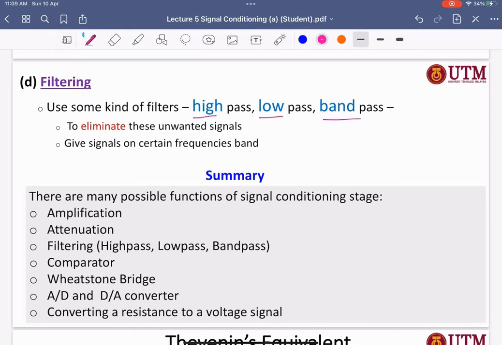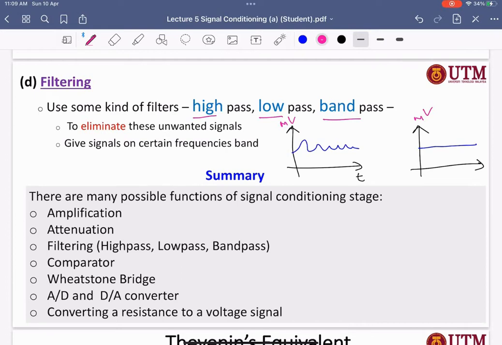So we can filter out the input. Maybe at that time the input you got is over time, and it has been converted to millivolt from the sensor. So maybe at this time you got it like this, and then when you enter the signal conditioning, you can get the output like this, for example.